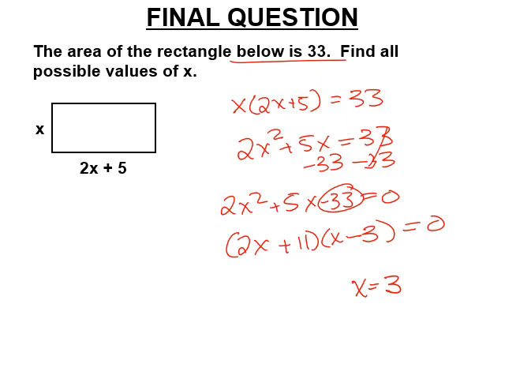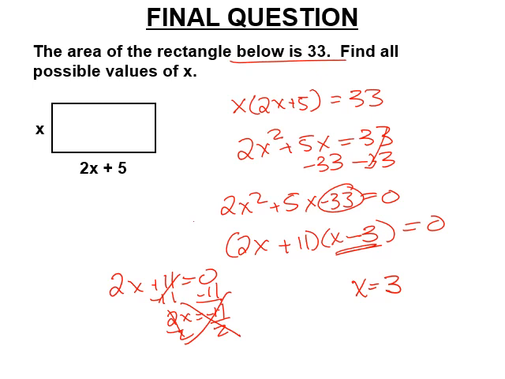Because that'll make x minus 3 equal to 0. And what's 2x plus 11 going to equal to 0? Subtract 11 from both sides. 2x equals negative 11. Divide by 2, well, you get a negative number. Well, x can't be a negative number because the side here can't be negative 11/2. So the only possible value of x is 3.